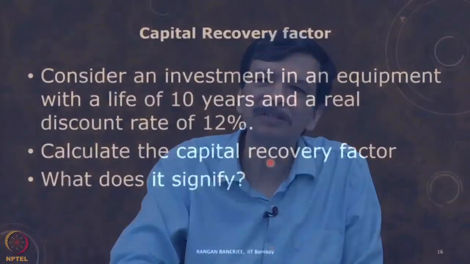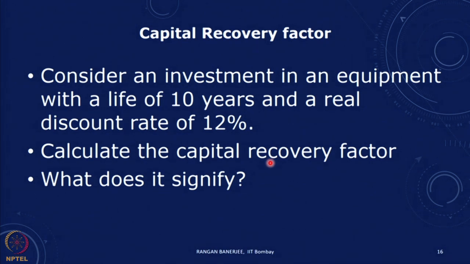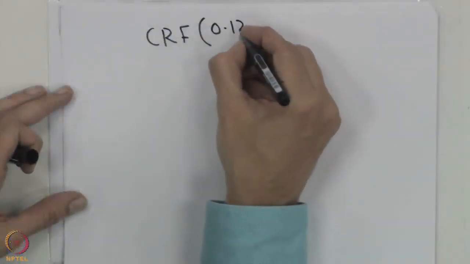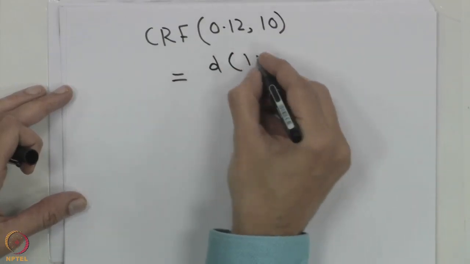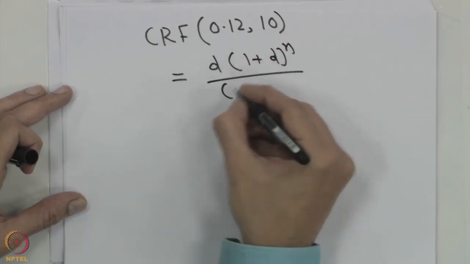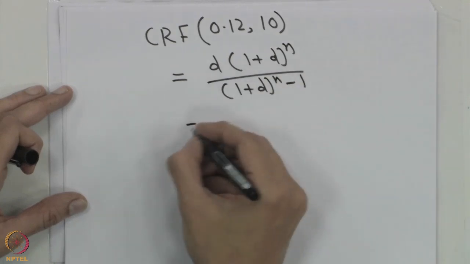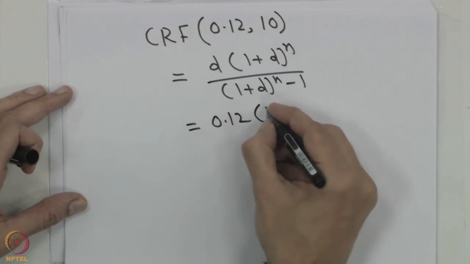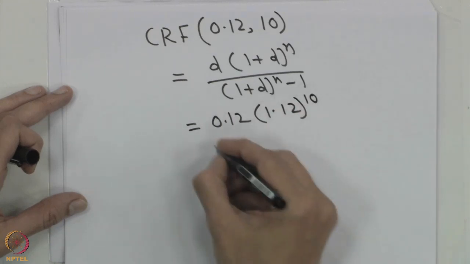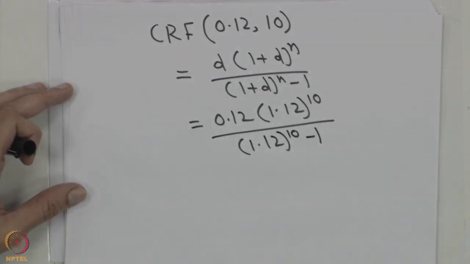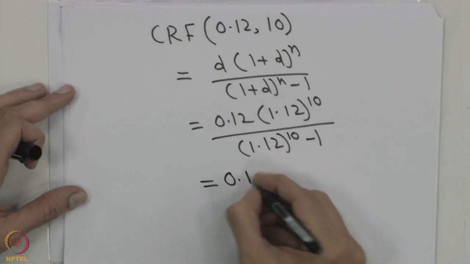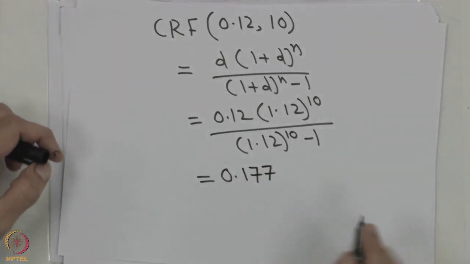So consider an investment in an equipment with a life of 10 years and a real discount rate of 12%. So we are talking of CRF(0.12, 10). We just substitute this: d(1+d)^n / ((1+d)^n - 1), which is 0.12 times 1.12 raised to 10, divided by 1.12 raised to 10 minus 1. You can substitute these values and you will find that this comes out to be 0.177. So the question is, what does this signify?